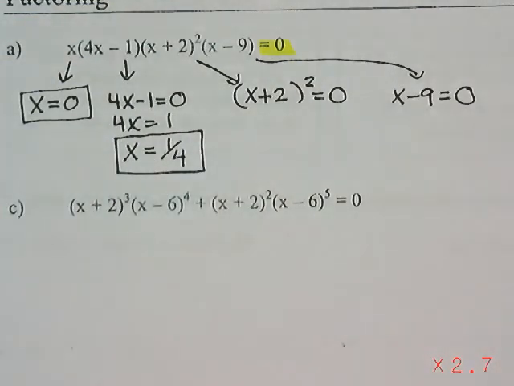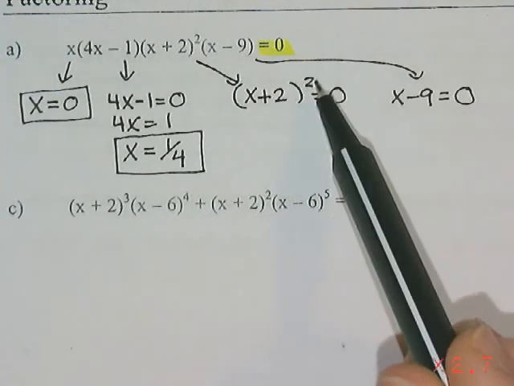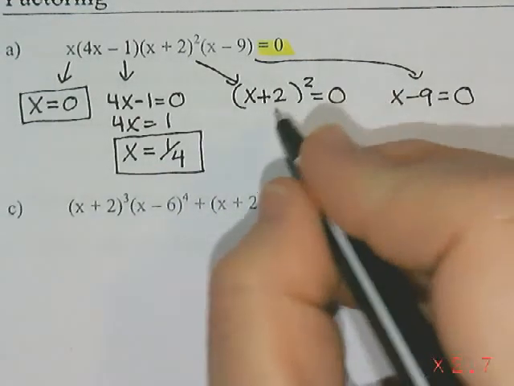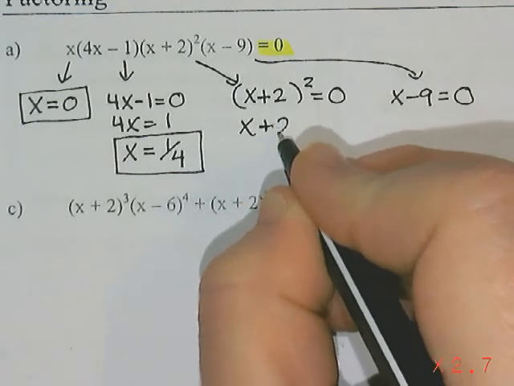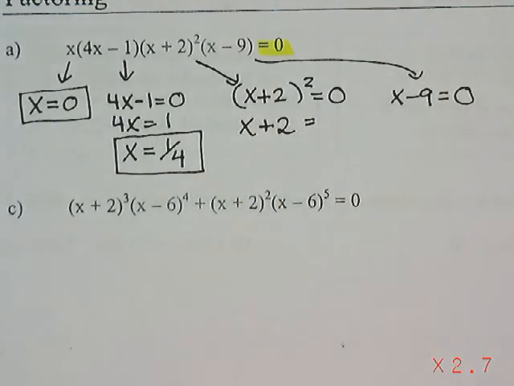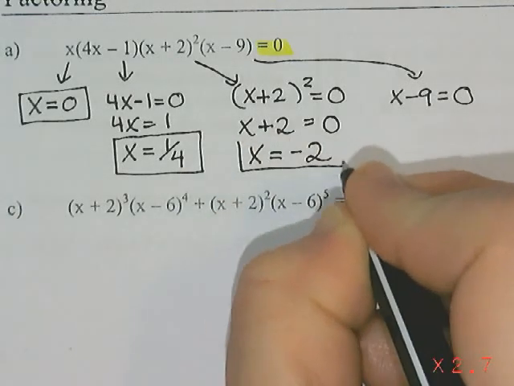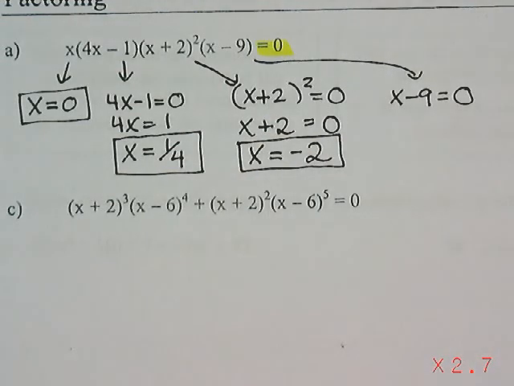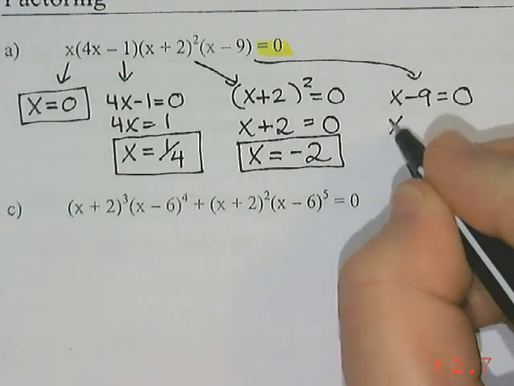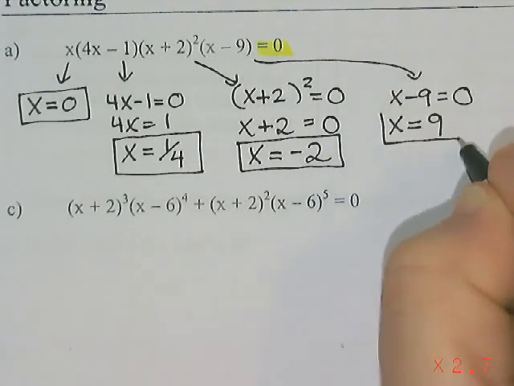Up next, (x plus 2) squared equals 0. I would start with the square, and I would square root both sides. Now, when I square root 0, it would technically be plus and minus the square root of 0, but what is the square root of 0? The square root of 0 is just 0. Can I have plus and minus 0? Not really. 0 is just 0. So square root of 0 is 0, and then take away 2. I get x equals negative 2. And then up last, x minus 9 equals 0. I would add 9 to both sides to get x equals 9.